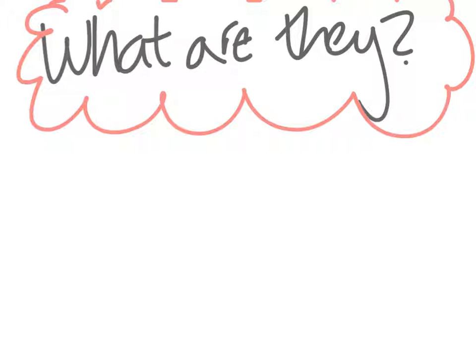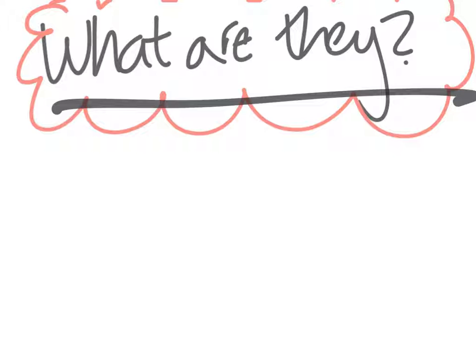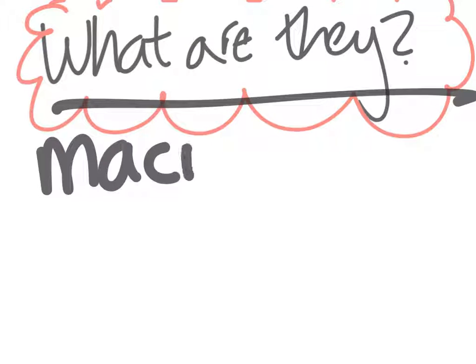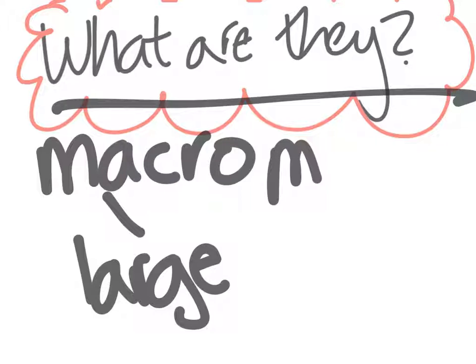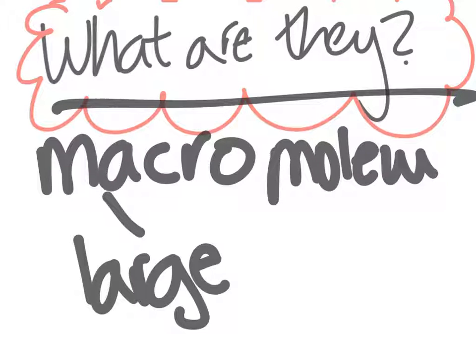To begin this presentation, we must know what exactly macromolecules are. Well, we must break down the word to know what it means. So let's start off with the word macro. And macro means large. So instead of macromolecule, it is a large molecule.